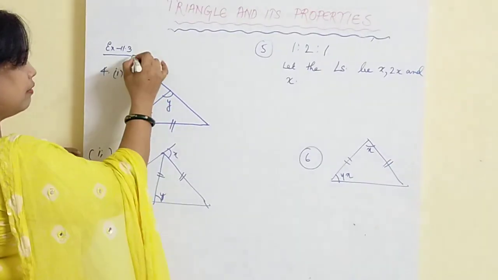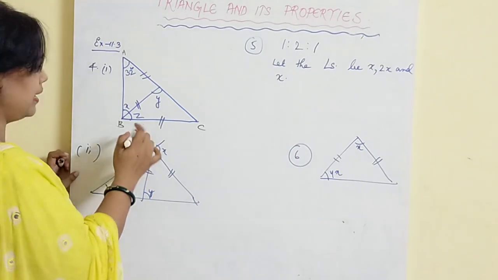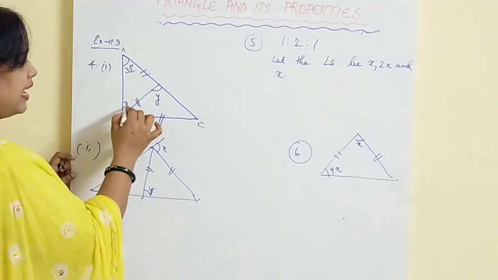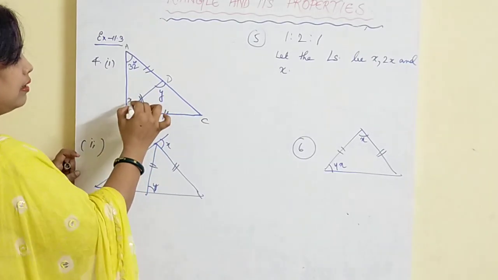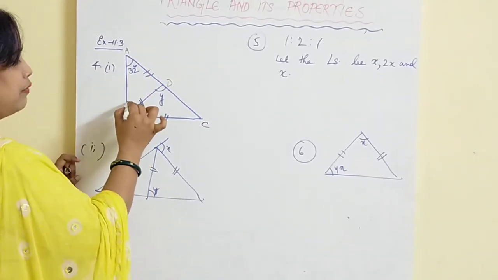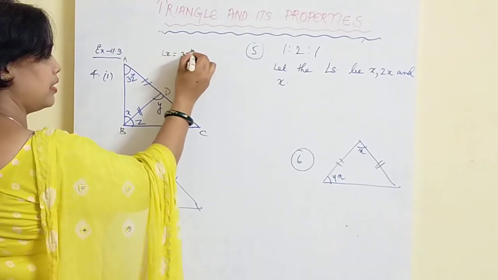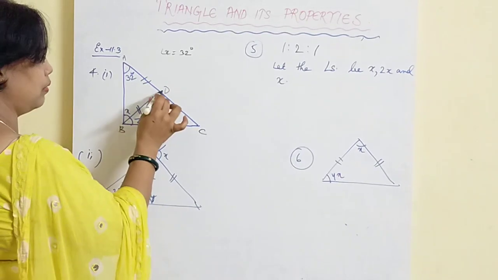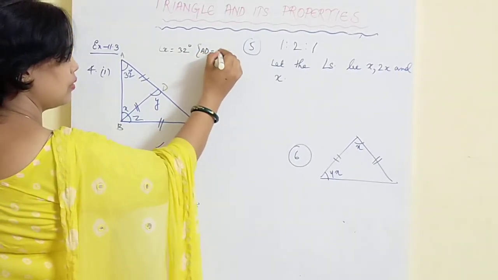First we will name A, B, C. Here I am just explaining the sums. I have named the triangle A, B, C, D, and as this is equal to this, therefore x will be, we will write angle x is equal to 32 degree. Reason, AD is equal to DB.